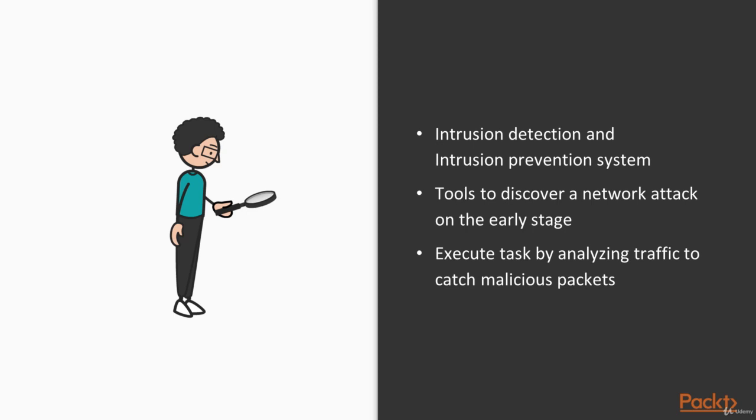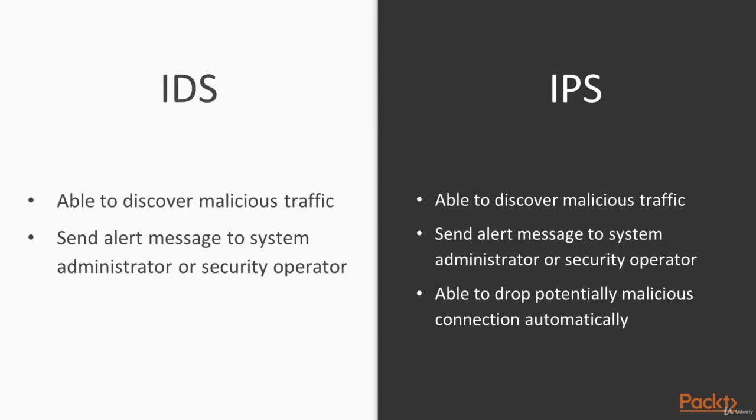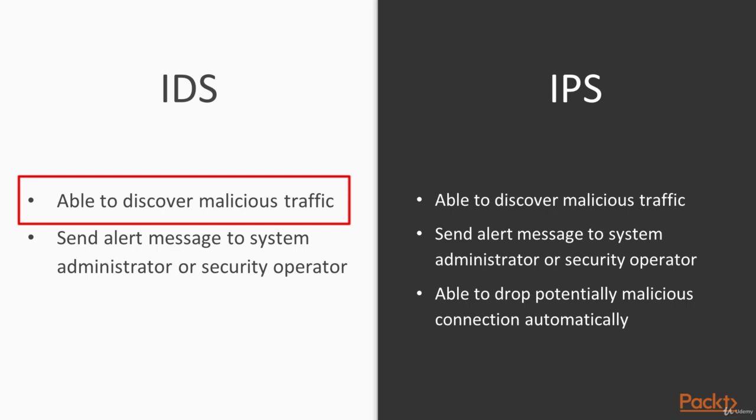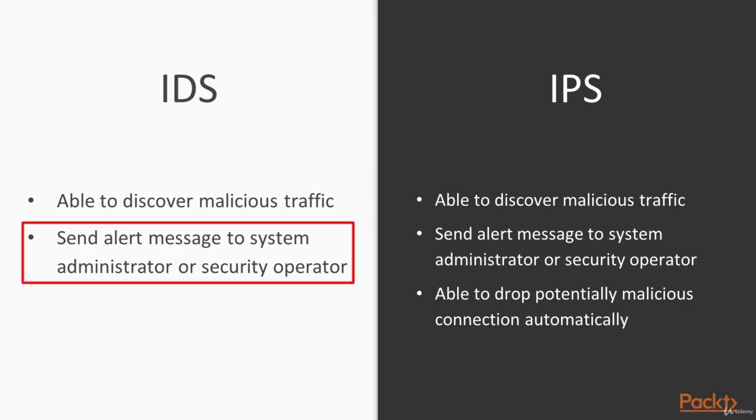But what is the difference between IDS and IPS? Actually, they differ by only one parameter. Intrusion detection systems, IDS, are able only to discover malicious traffic and send an alert message to the system administrator or security operator. Something like, hey, it seems a DDoS attack in our network is coming up. You need to take some measures to defend ourselves.